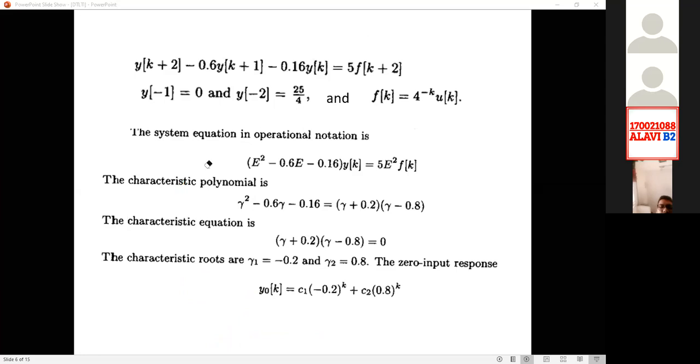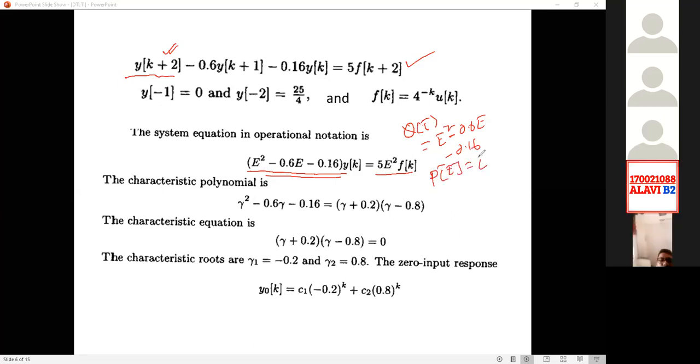Fine. Then having this with us, what can we do? After having your differential equation known, the first step is what? Say this is your difference equation, you know it. We know that the order is 2, so our highest operator will be E^2. Then we write this equation in operator form. This is your input side, this is your output side. So your Q[E] equals E^2 - 0.6E - 0.16, and your P[E] equals simply E^2, isn't it?